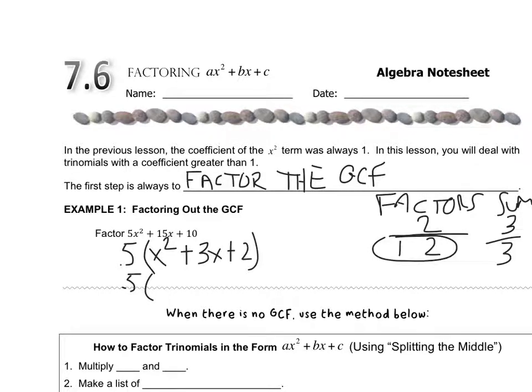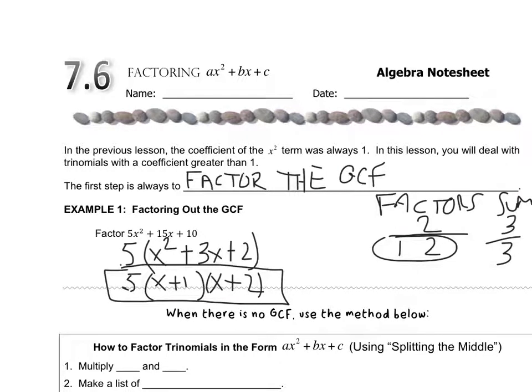Remember, we are factoring, so this still needs to equal 5x squared plus 15x plus 10. The two double bubbles would have the x's to start them, and then we would have the plus 1 in the first one, and the plus 2 in the second one, and then this would be factored completely, and that would be my answer after taking out the GCF and factoring x squared plus bx plus c.